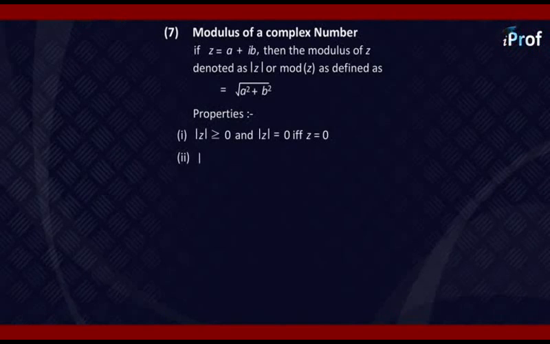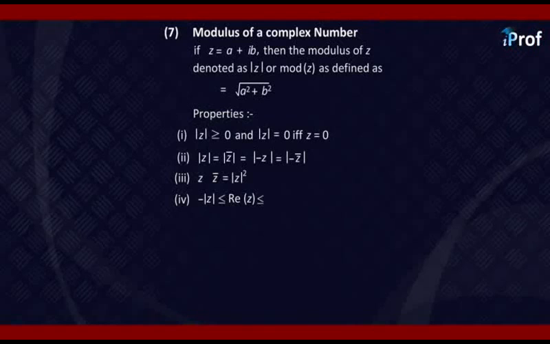Second, mod z is equal to mod z bar is equal to mod of minus z is equal to mod of minus z bar. Third, z into z bar is equal to modulus of z square. Fourth, real part of z always lies between minus modulus of z and plus modulus of z. Similarly, imaginary part of z also lies between minus modulus of z and plus modulus of z.